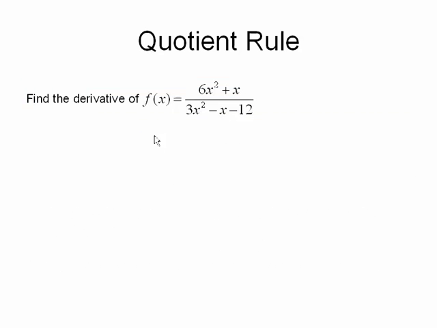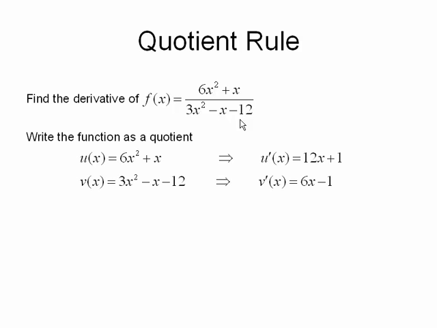Find the derivative of f of x equals the quantity 6x squared plus x on top and 3x squared minus x minus 12 on the bottom. This is the one that we broke up into our u and v earlier. We made u 6x squared plus x and v 3x squared minus x minus 12.